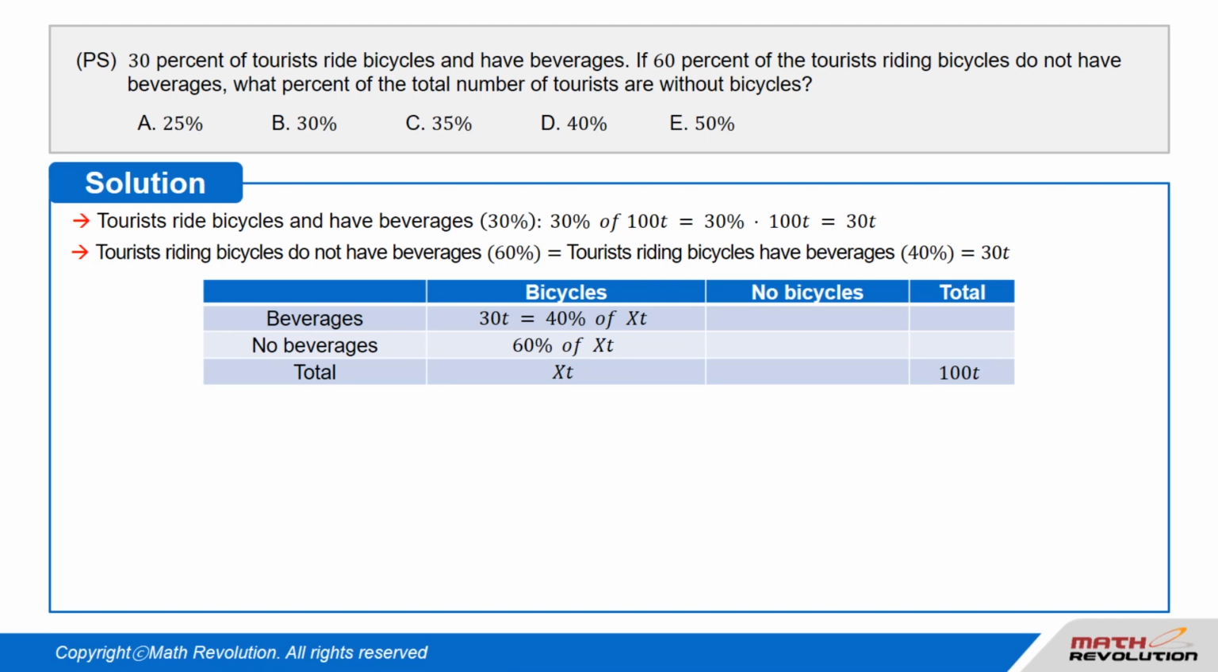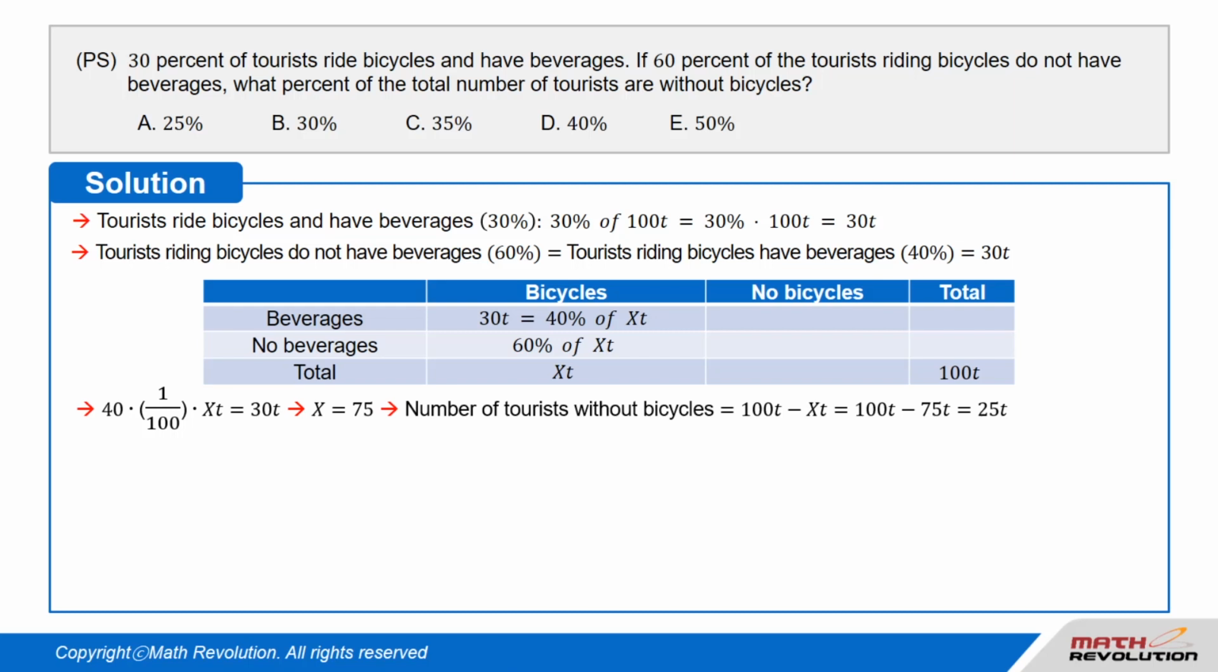60% of the tourists riding bicycles do not have beverages, which means 40% of the tourists riding bicycles have beverages, and we know this is equal to 30 times T. Tourists riding bicycles who have beverages are 30 times T, that equals 40% of X times T. Tourists riding bicycles who do not have beverages is 60% of X times T. Tourists riding bicycles is X times T. The overall total is 100 times T.